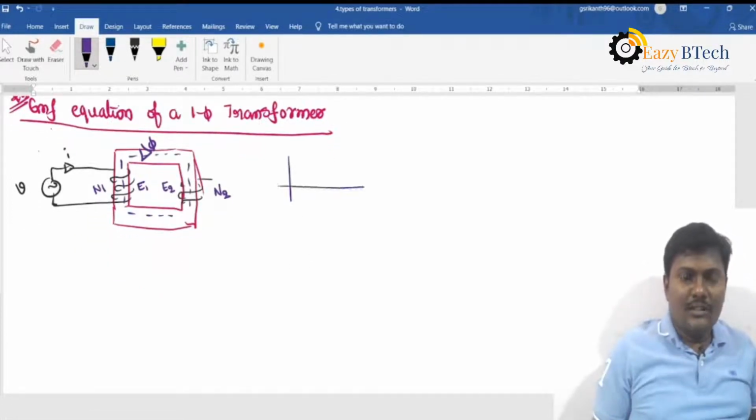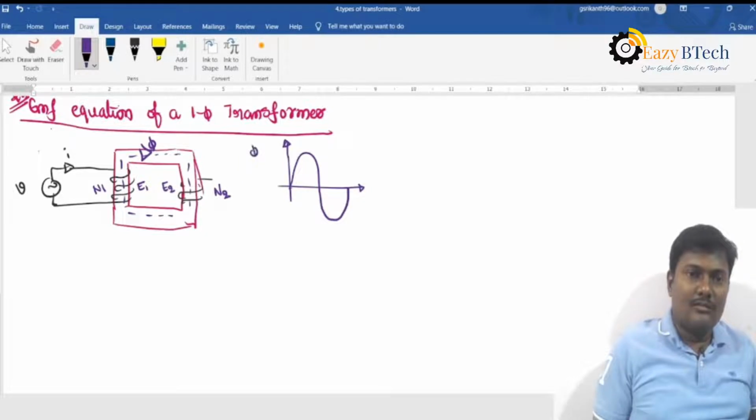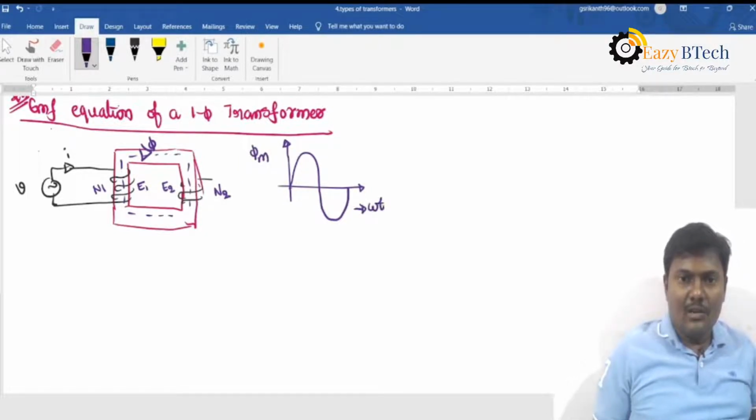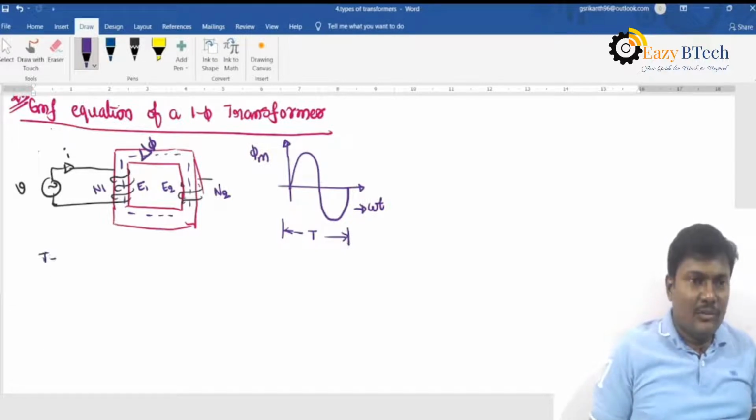So this is the flux in the transformer core, phi m versus omega t. The total time period of this waveform is T, and time period and frequency have an inverse relationship.